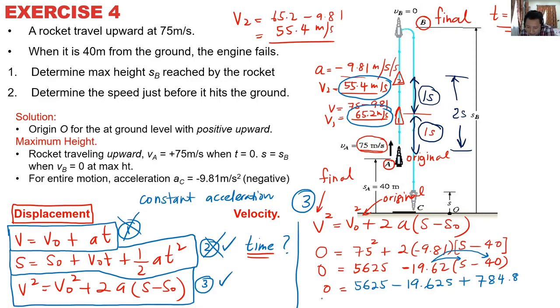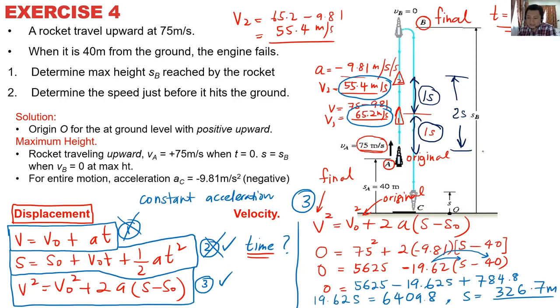So bring this one over there, right? So you got 19.62S sama dengan campur 5625, 6409.8. So kira punya kira S sama dengan berapa? Divide by 19.62. So dapat 326.7 meter.